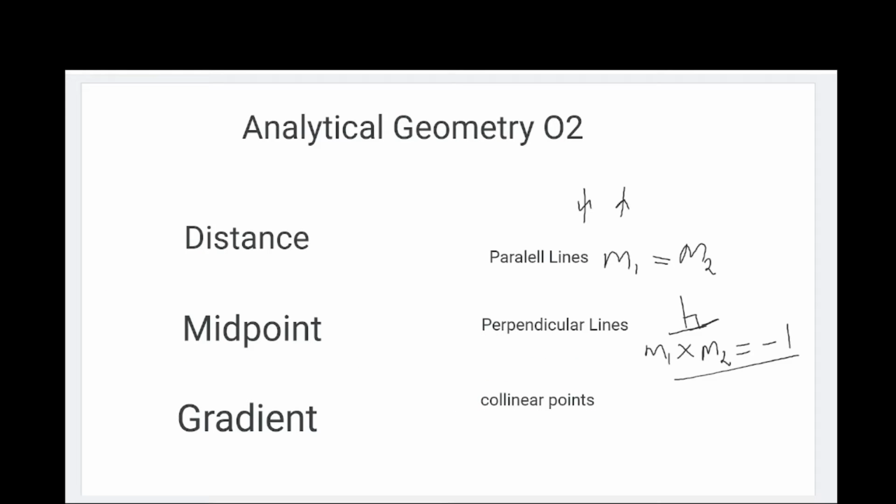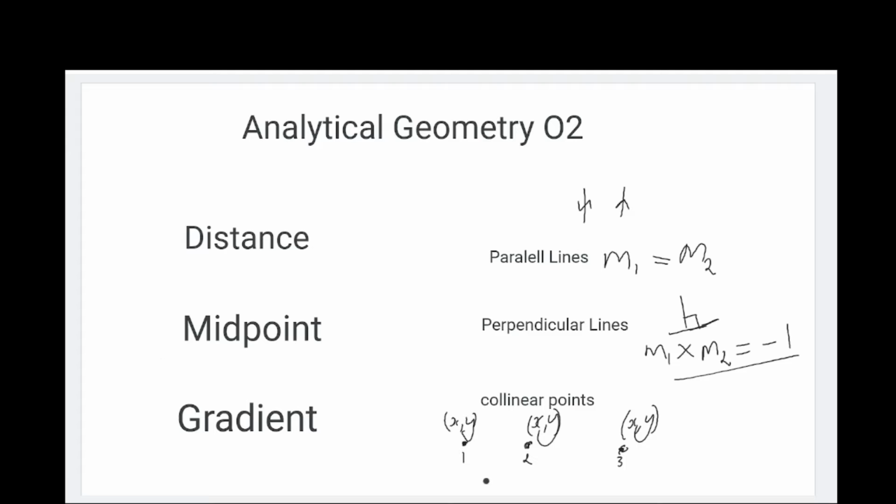Collinear points means that we talk about points on the same line. So I have 1 point here, 2 and 3, and they will have their coordinates x, y, and here I will have a coordinate x and y, and I will also have a coordinate here x and y.